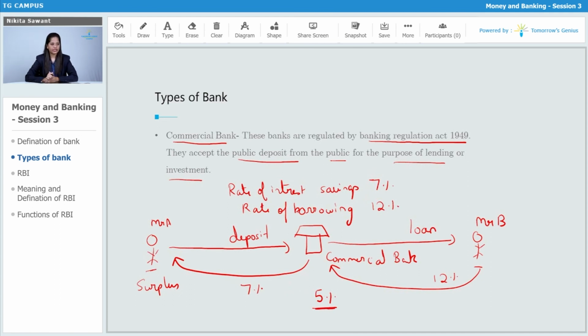These banks are regulated by Banking Regulation Act 1949. They are mostly profit-making institutions. They accept deposit from public and they give that deposit as a loan to some other person. So in return, banks earn something. So that is the profit of a particular bank.